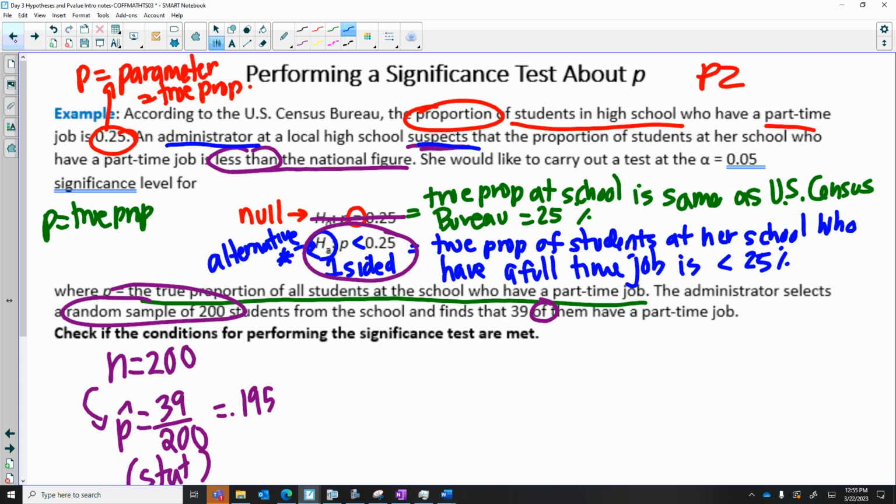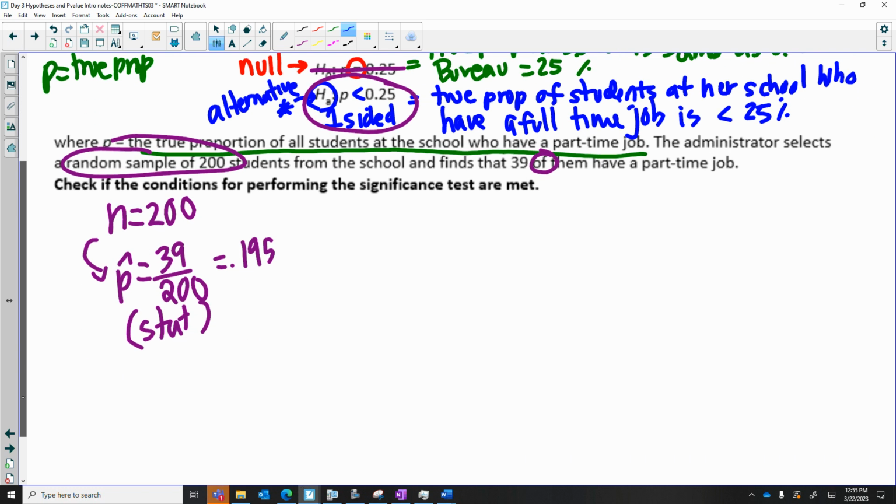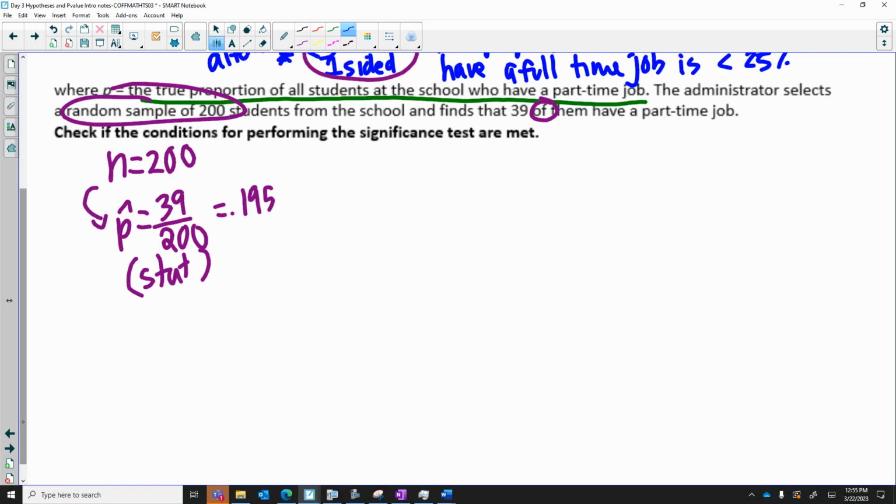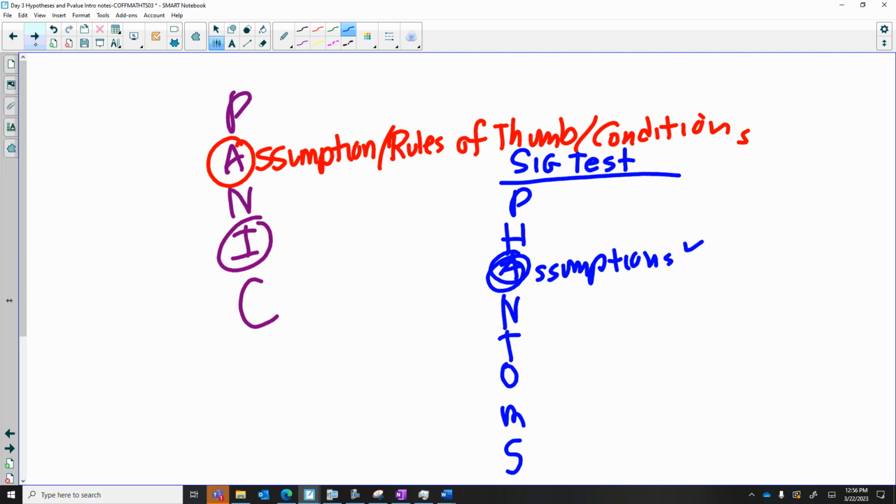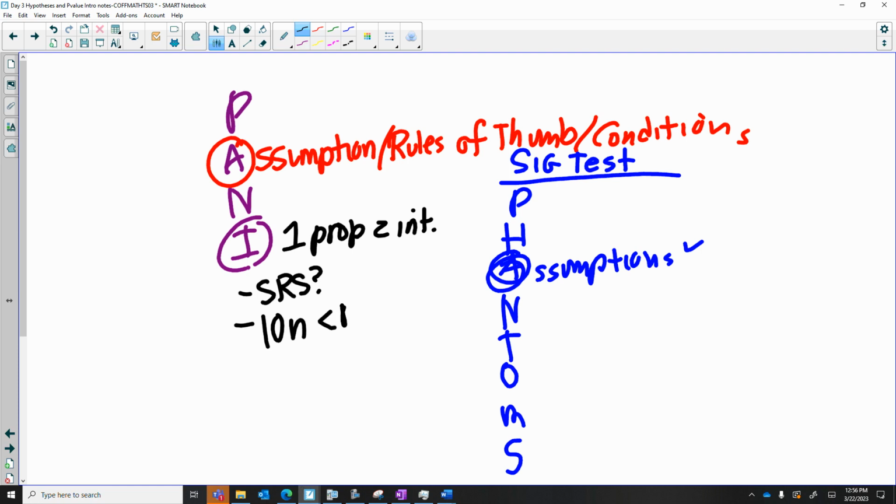All right. So going down to where it says check if the conditions or the assumptions are met. I want you to think about what were the conditions that we did for PANIC, which was a 1 prop Z interval. When we did a 1 proportion Z interval for proportions, what were the things we checked? We checked if it was a SRS, a simple random sample taken from the population of interest. We checked if 10 times n was less than the population of interest. And lastly, we checked if np and nq were greater than or equal to 10.